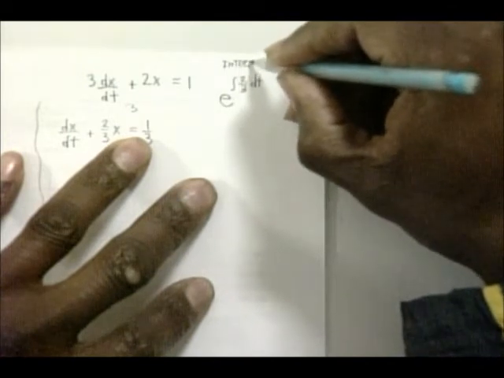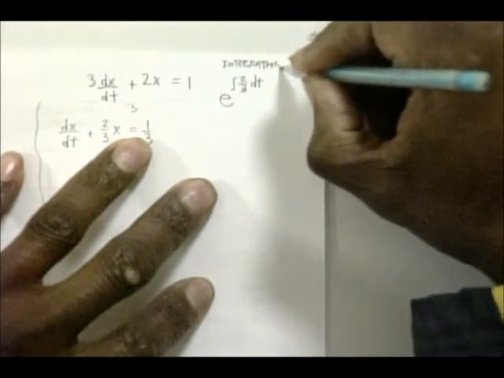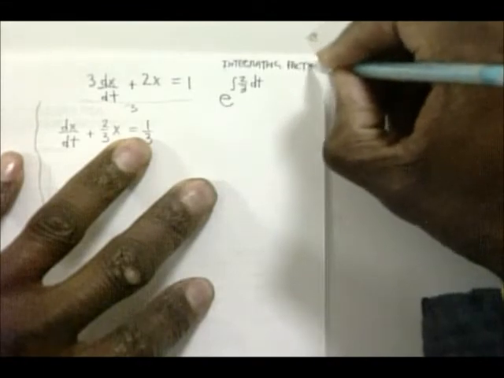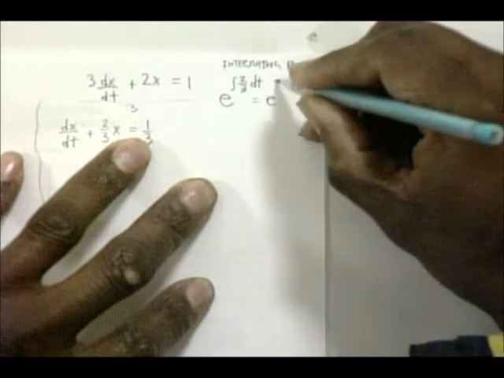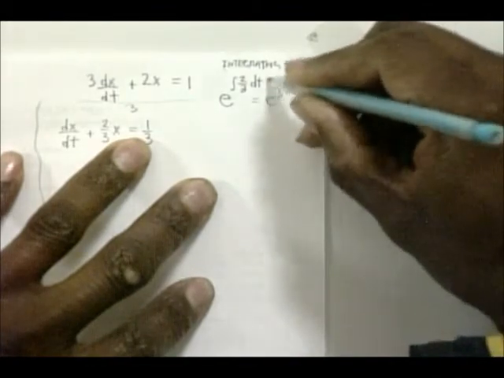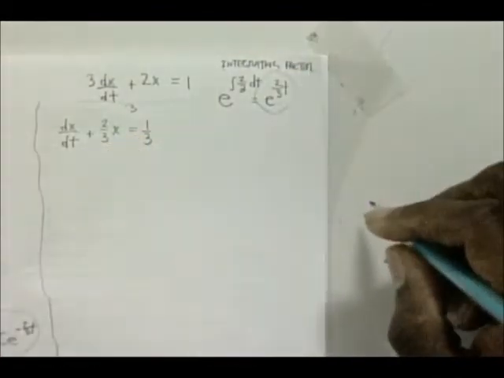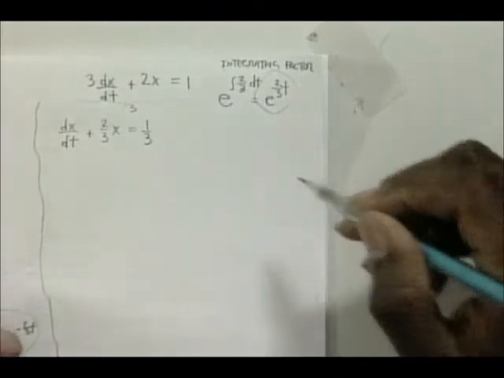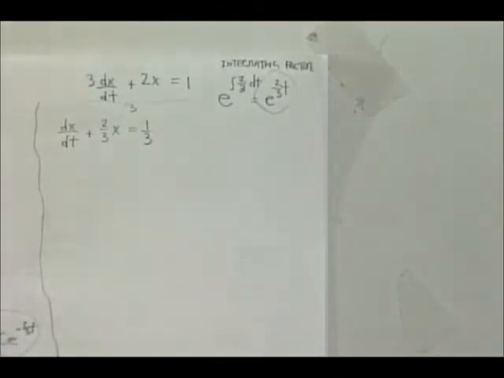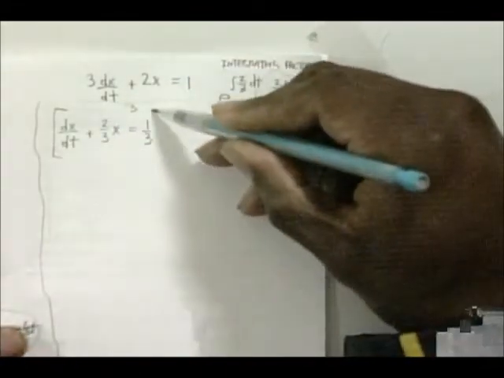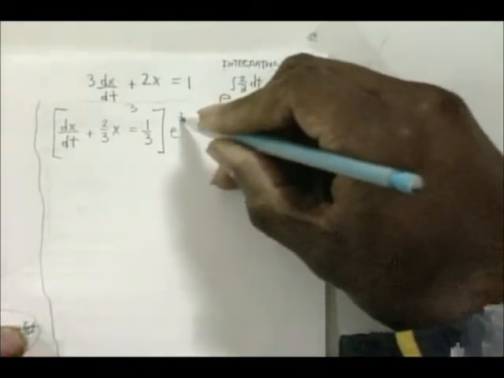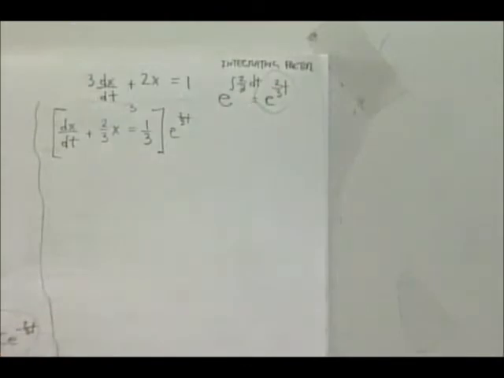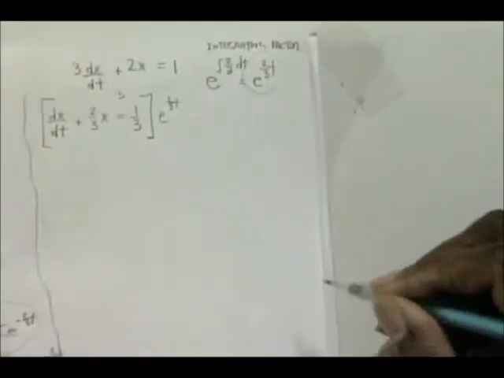Integrating factor. So what we end up with here is e to the 2/3 t. We're calling that the integrating factor. We want you to take that integrating factor and multiply it to this entire equation, e to the 2/3 t, to every term in the equation.